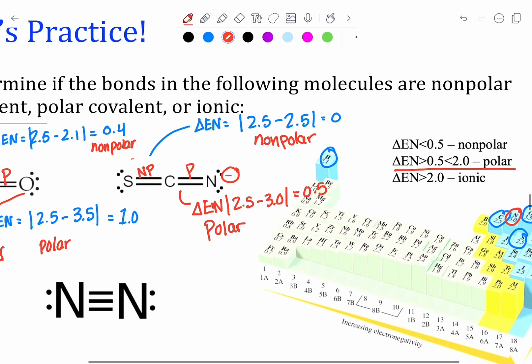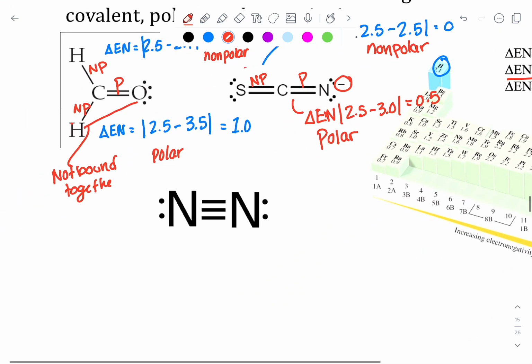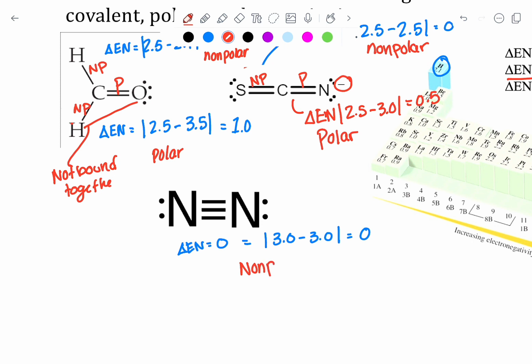Okay. So our last one is this N2 with a triple bond, and we know that if it's two of the same atom, the electronegativity difference is going to be 0, which we can prove because the electronegativity of nitrogen is 3.0, and the difference of that is 0. So we know that this is a nonpolar bond. Okay, so the electrons are being shared perfectly in the middle of those two atoms.